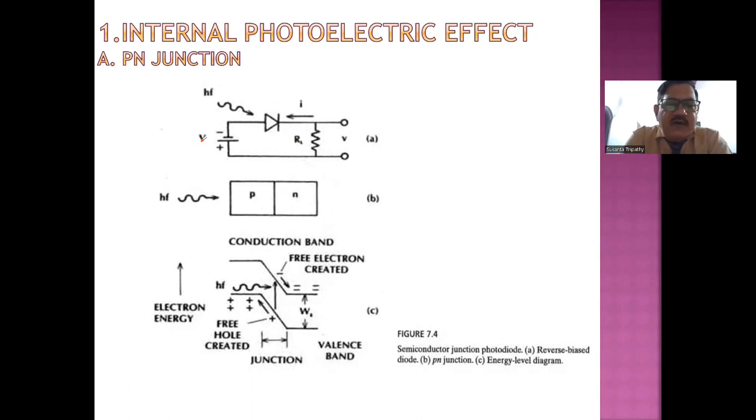So a source is a forward bias PN junction, whereas a detector is a reverse bias PN junction.